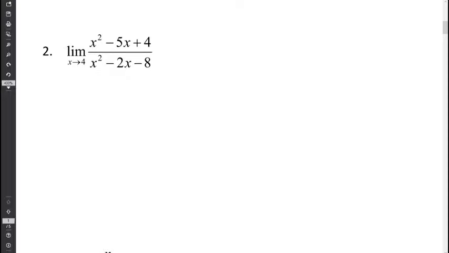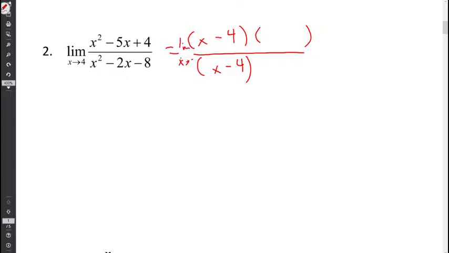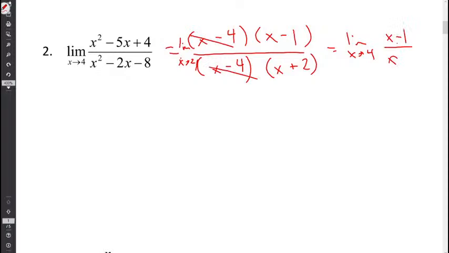So that gives me a clue that the top is going to turn into x minus 4 times something, and the bottom is going to turn into x minus 4 times something. And then once that cancels on both sides, I'll be able to plug in 4. That's what's keeping me from plugging in 4 right now. Limit as x approaches 4. This is x minus 4 times x minus 1. This is x minus 4 times x plus 2. So then I can cancel these and plug in 4 from there. Make sense? Okay.